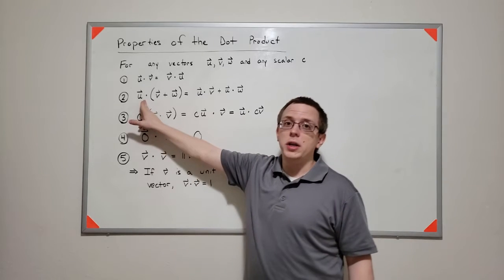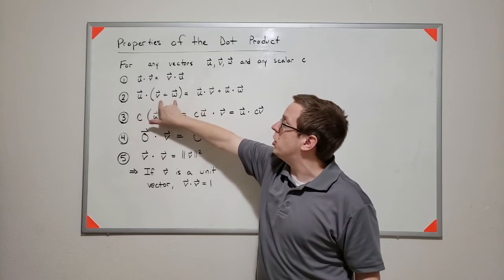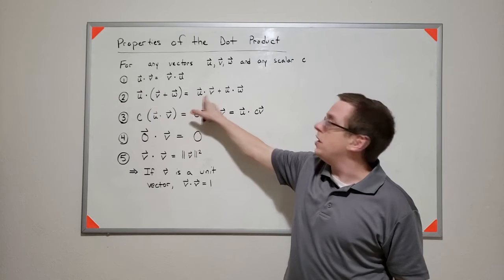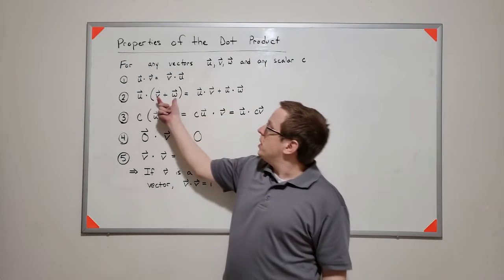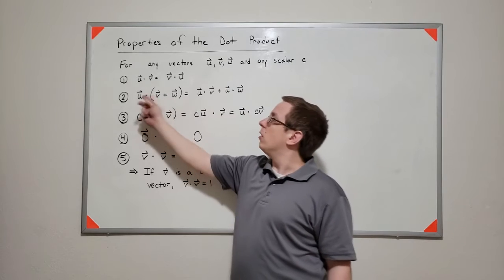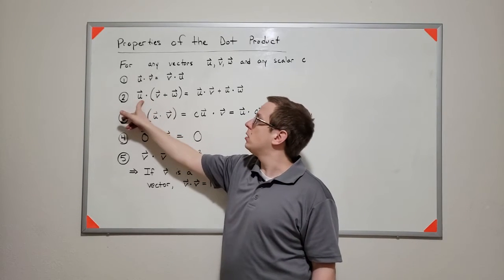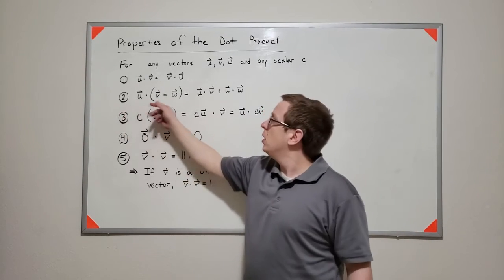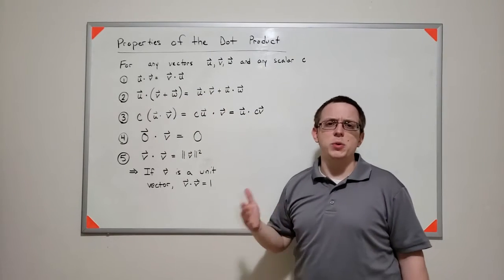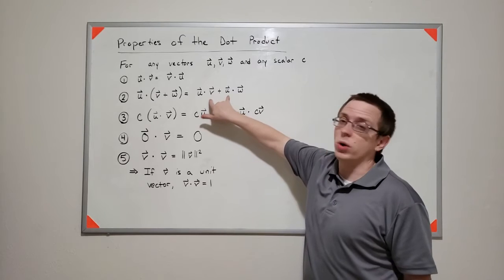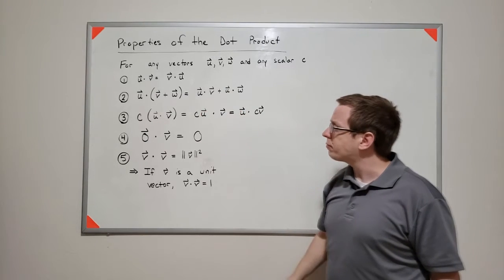The second one is that u dot (v plus w) is equal to u dot v plus u dot w. So what that tells me is you could either add these vectors together and then take that dot product, which might be more convenient, or you could take the dot product separately. And we'll see reasons as we go along in this course why you might want to do something like that.